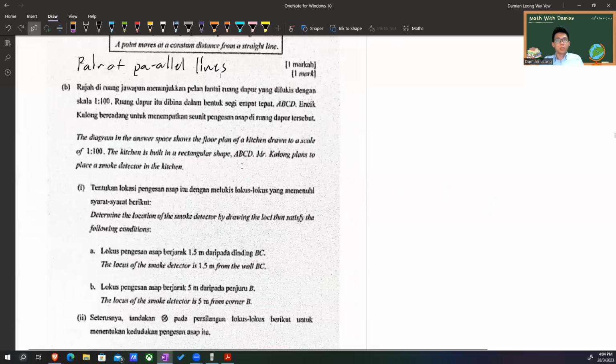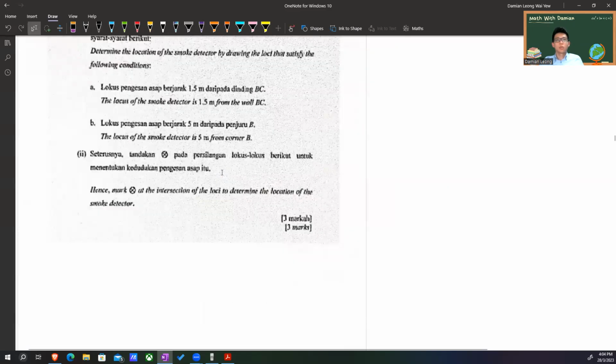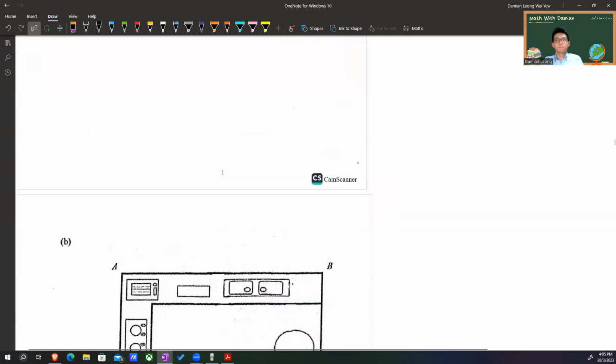Then part B. So I want to determine the location of smoke detector by drawing the loci that satisfy the following condition. Person, locus of smoke detector.